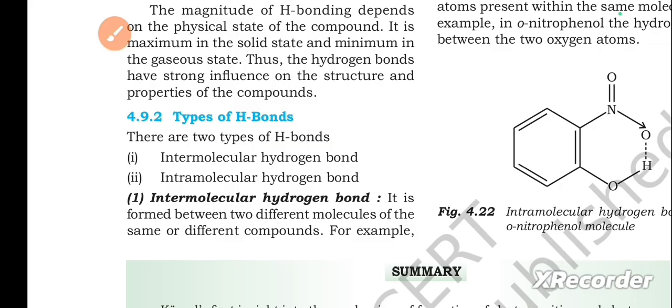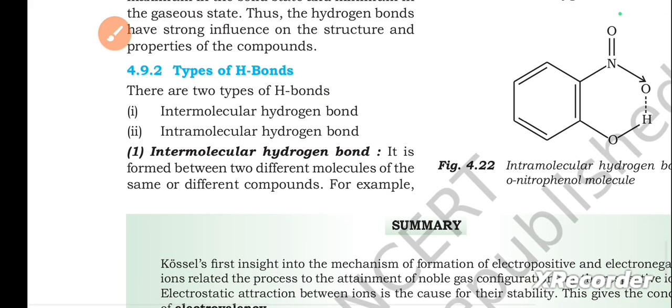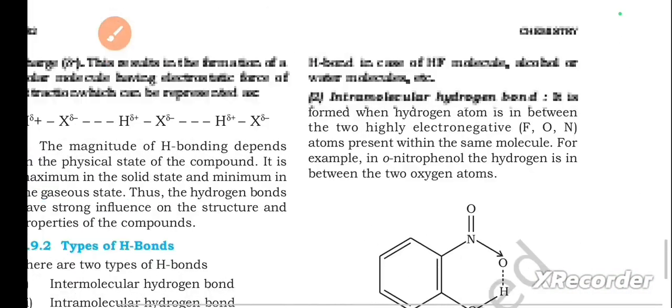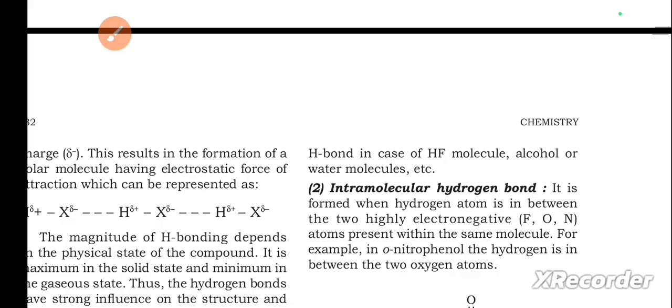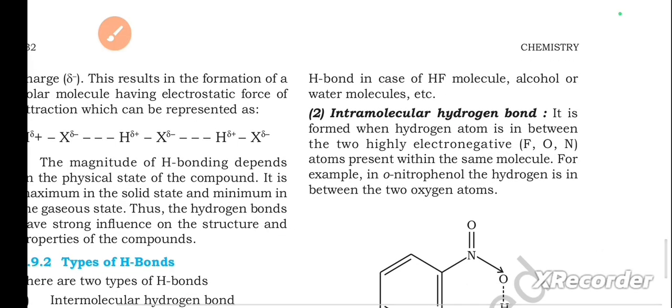Next, types of H bonds. There are two types of H bonds. First one, intermolecular hydrogen bond. Second one, intramolecular hydrogen bond. First one, intermolecular hydrogen bond. It is formed between two different molecules of the same or different compounds. For example, H bond in case of HF molecule, alcohol or water molecules, etc.